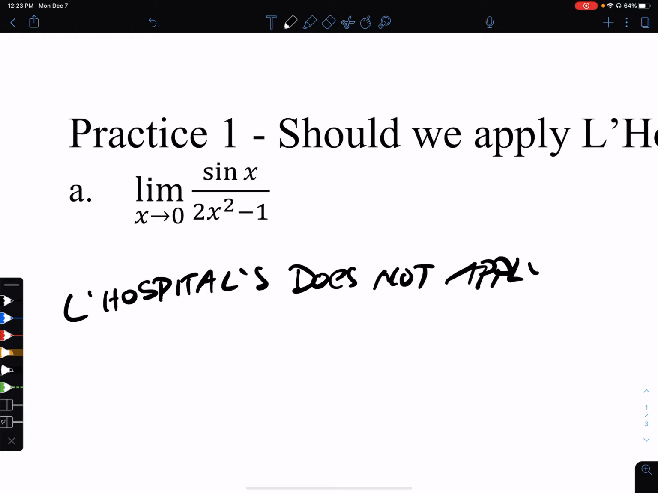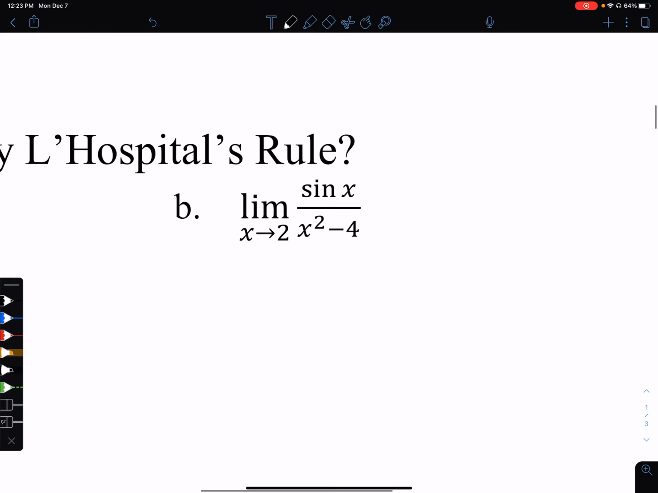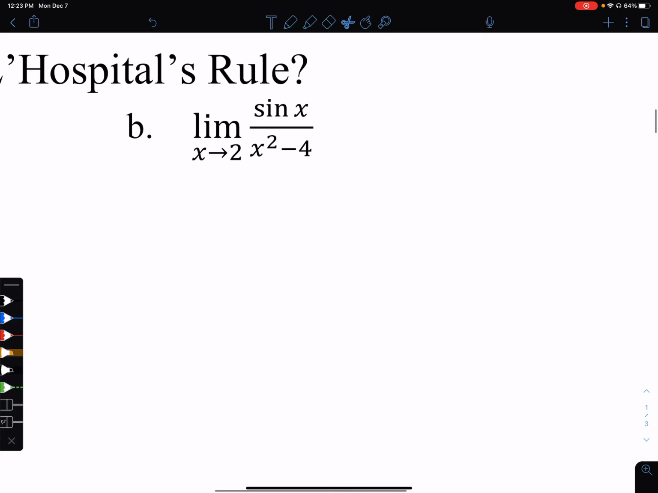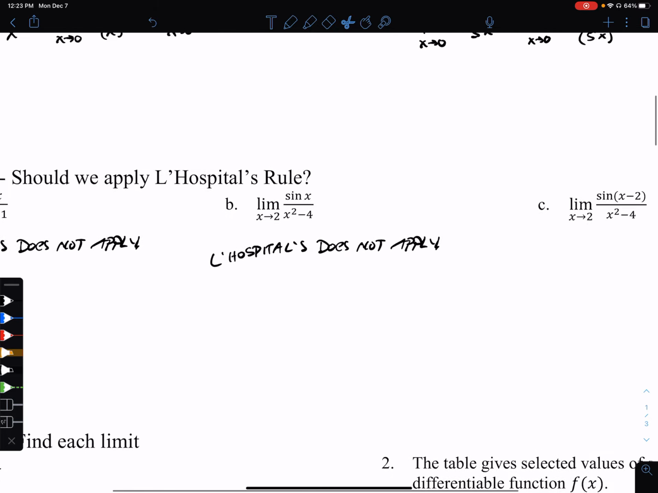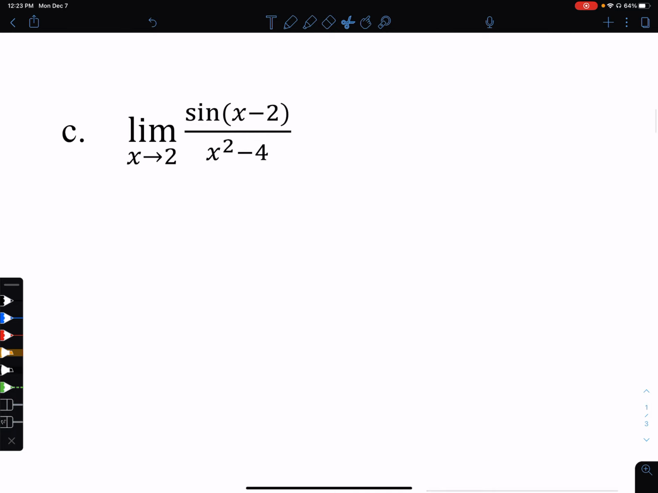It only applies if you have an indeterminate form. Top and bottom are 0, top and bottom are some form of infinity. How about B? Well, the top, if you put a 2 in, you get sine of 2. Well, sine of 2 is not 0 or infinity or negative infinity. And then you have to check the bottom. It doesn't apply.